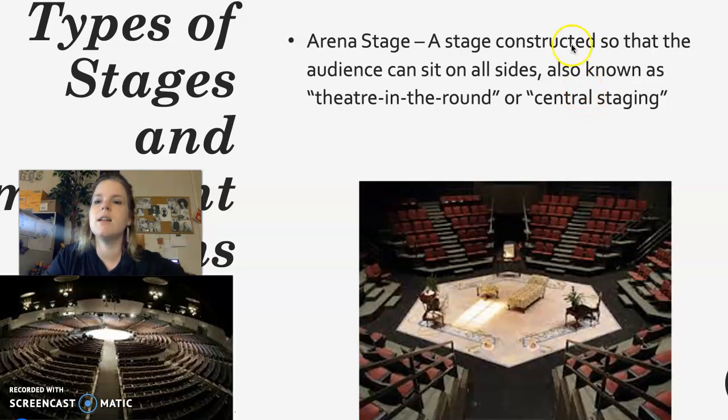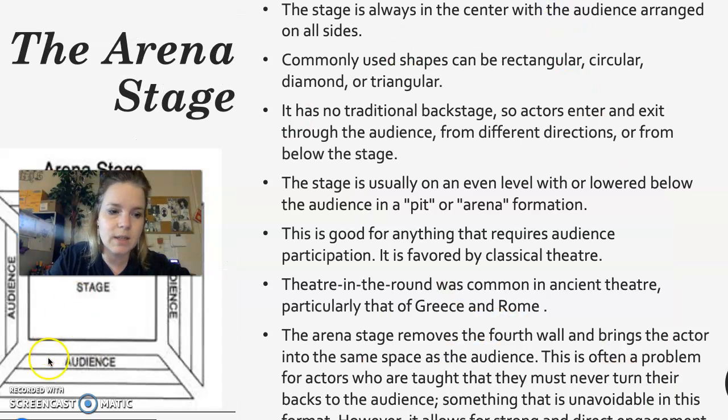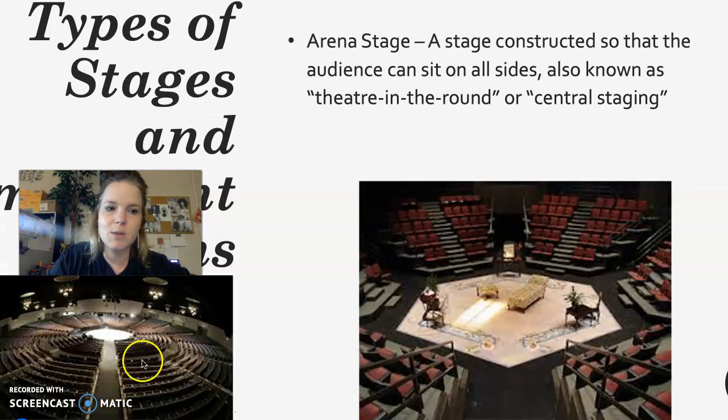All right, then another kind of stage. I actually really love this one. If you watch any sort of wrestling, then you would have seen this one. We have the arena stage. This is a stage constructed so that the audience can sit on all sides, also known as theater in the round or central staging. And it doesn't have to be any specific shape. It just depends on the space that you have.